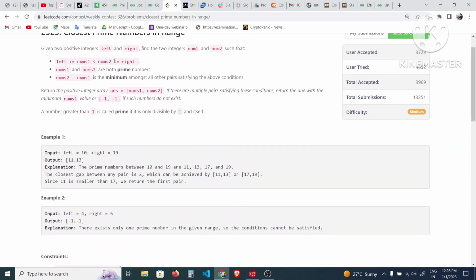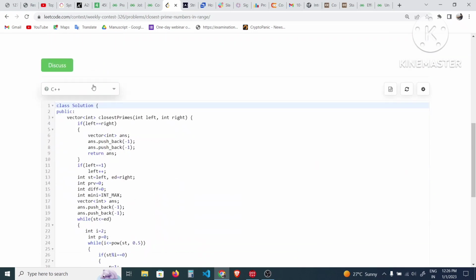Okay, so this is the question, and from this you can build one logic: you have to start from left and go up till right, and you just need to take all the prime numbers, and then check which prime number pair has the least difference. And then if you find the same difference in more than one pair, then you just need to check which one has the smallest num1. Okay, so with this logic I am going to apply this code.